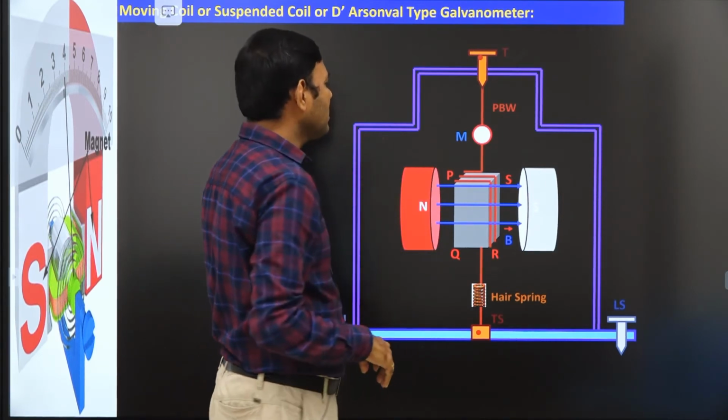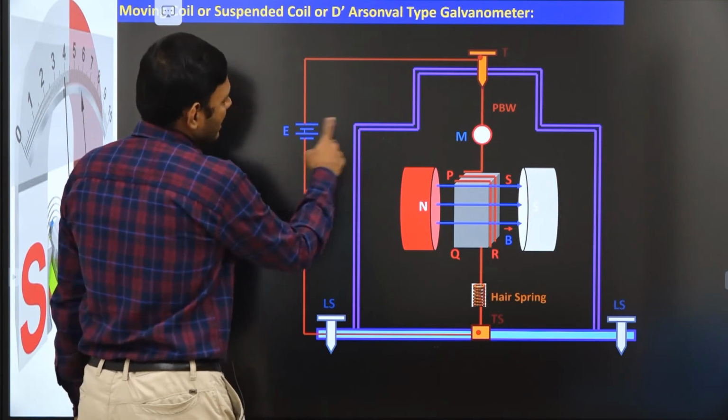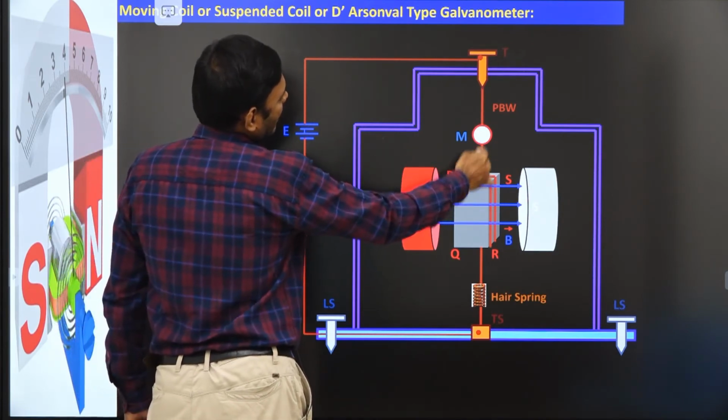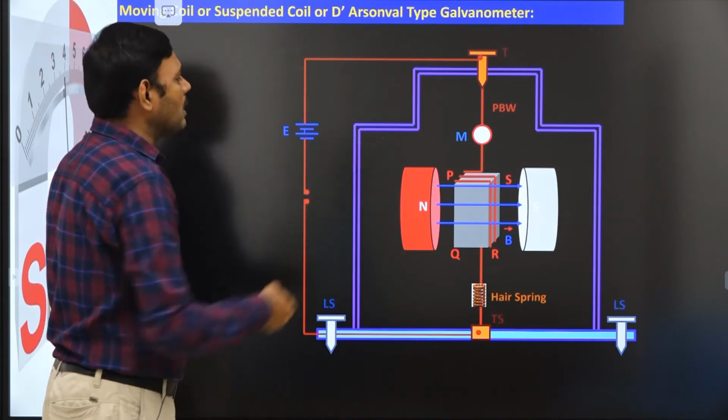So this is the other method, that is the mirror provided here, and we are giving the battery connection. This is one end of the coil, this is the other end of the coil. We give a battery connection to flow the current.